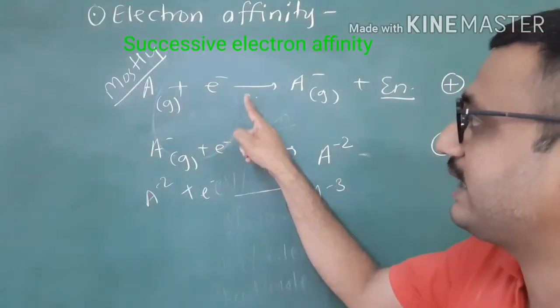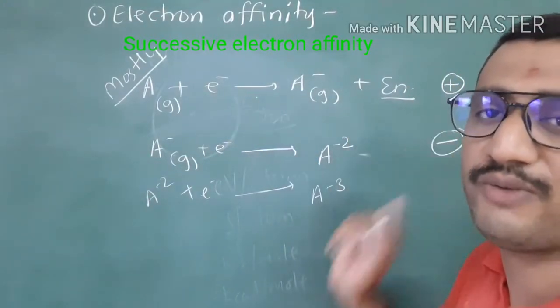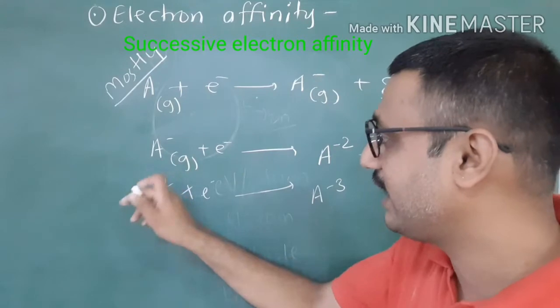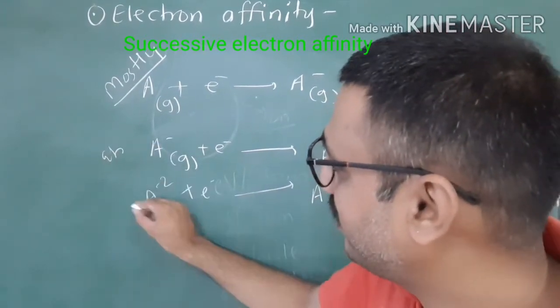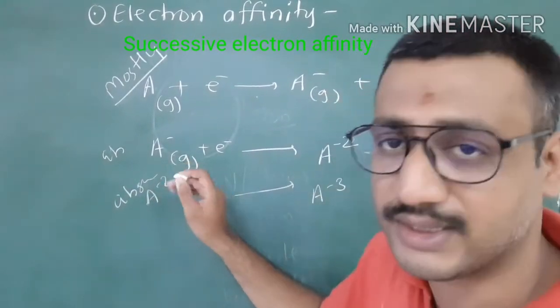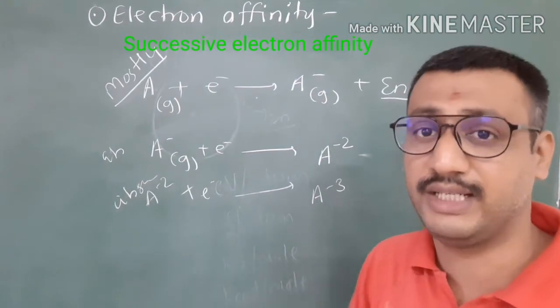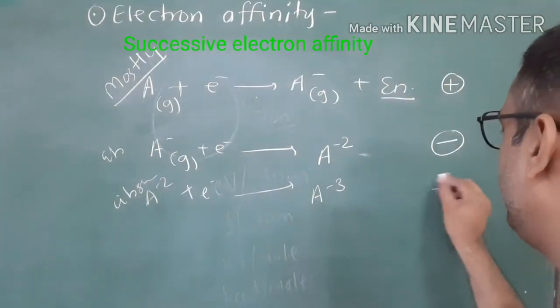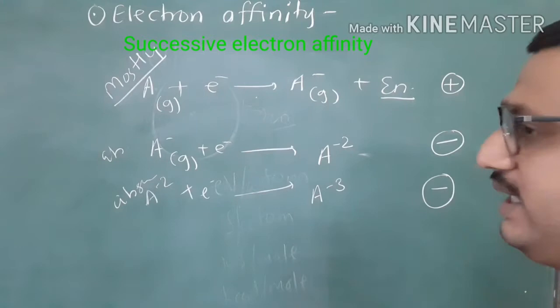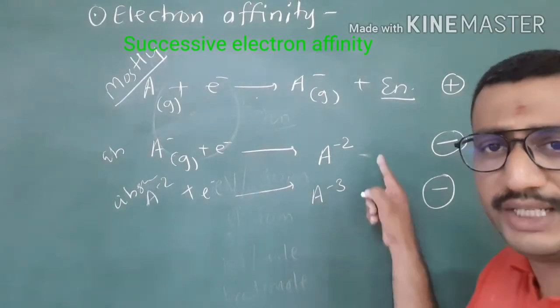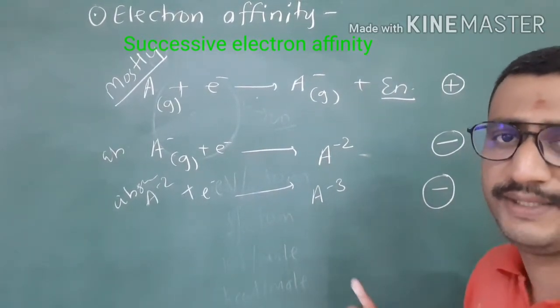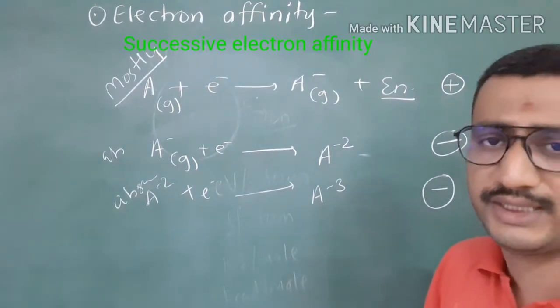In the first case energy is released, that's the electron affinity, but in the second case energy is absorbed. In the third case absorption of energy takes place, it is not released. So these electron affinity values are negative in the second and third case, because energy is absorbed, and in the first case energy is released.